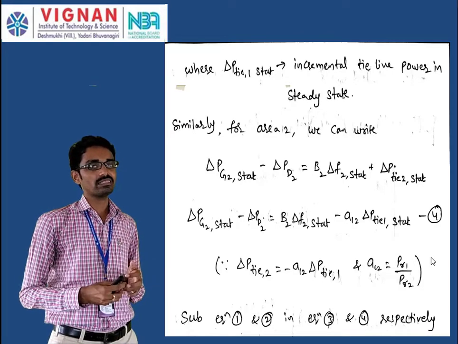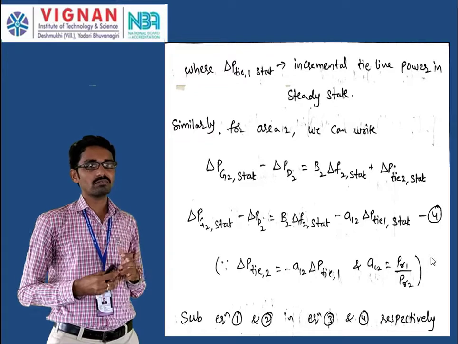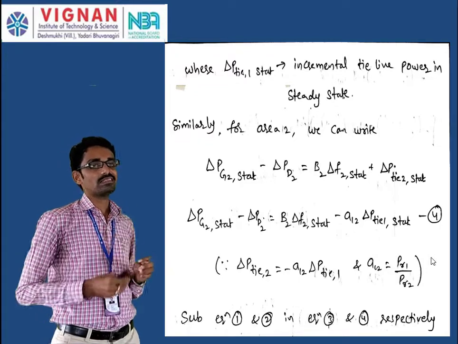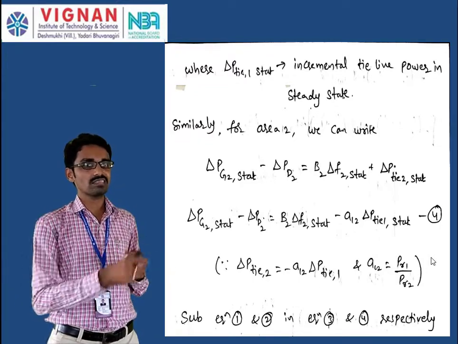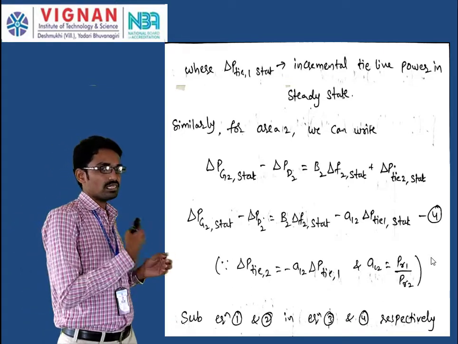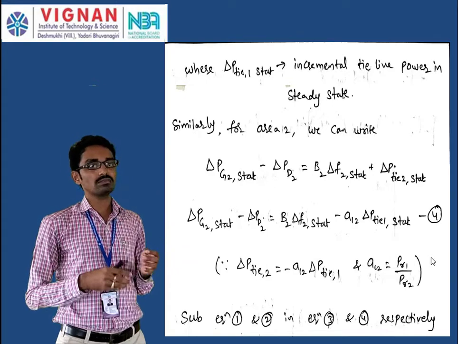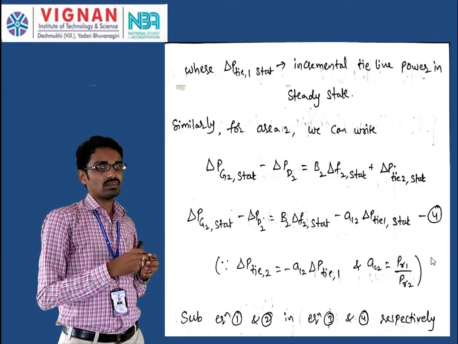Incremental tie line power in steady state. We are having a tie line between two areas. That is what the incremental tie line power is, which is in steady state. The static value is nothing but the steady state value. Similarly, if I write the equation of delta PG, that is the power balance equation.